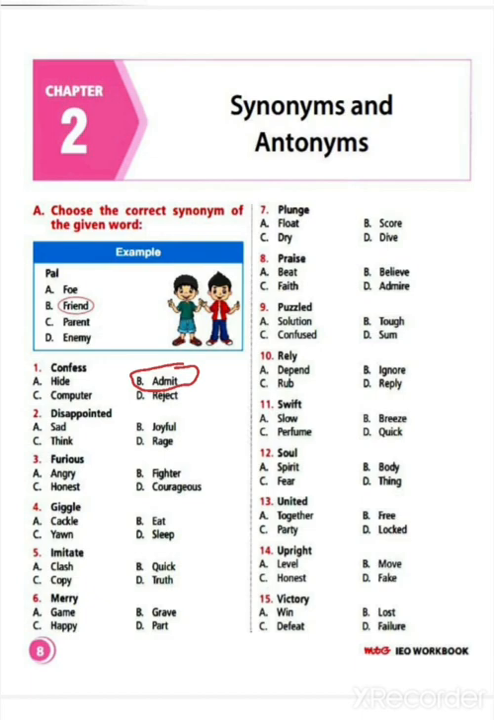Next, number 2 is disappointed. Here, up to 15, everywhere you have to circle the synonym. Disappointed, options are sad, joyful, think, rage. So the opposite of disappointed is, sorry, not the opposite, the similar meaning of disappointed over here is sad. So we will circle option A, sad, over here.